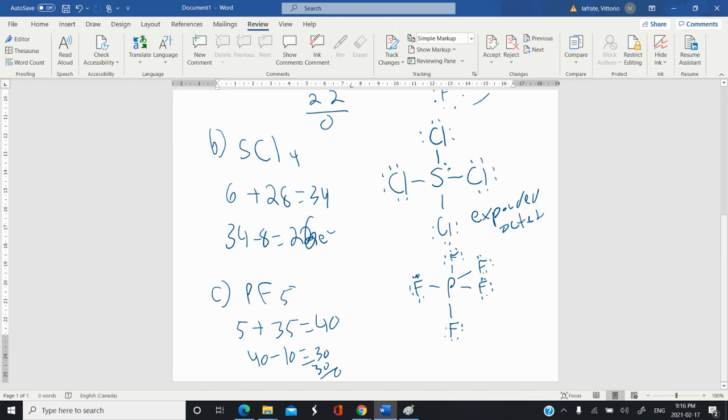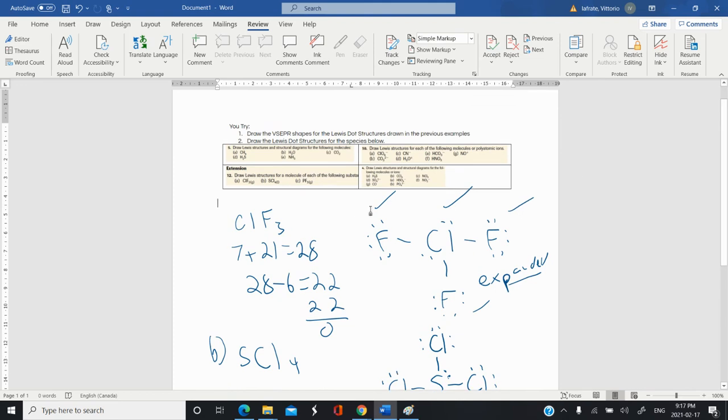So we're all done. The phosphorus is happy, more than happy. It has its expanded octet because it's in the third period, and that's okay. That works out as well. So those were some extension questions where we had the expanded octets that were included as well.